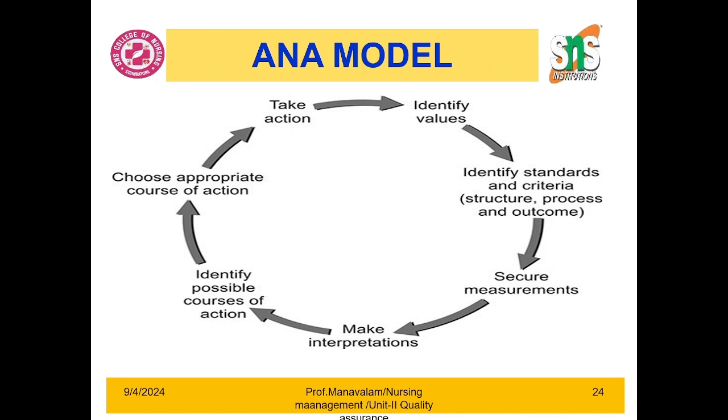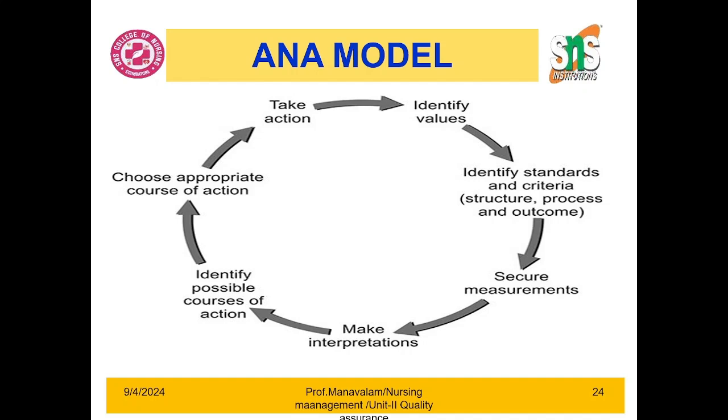Next, move on to the ANA model. In this, the first step, we have to identify the values. Every human being has their own values. Like that, every organization has its own values. First we have to identify the values of the organization where we are working. So what are the points they are following to maintain the quality of services, that we have to identify.